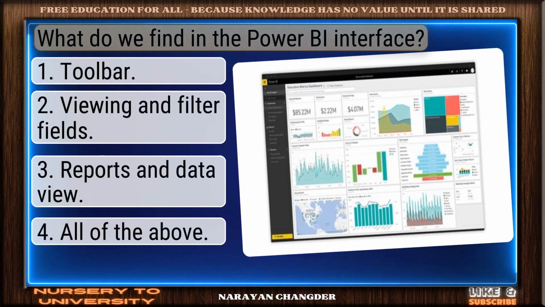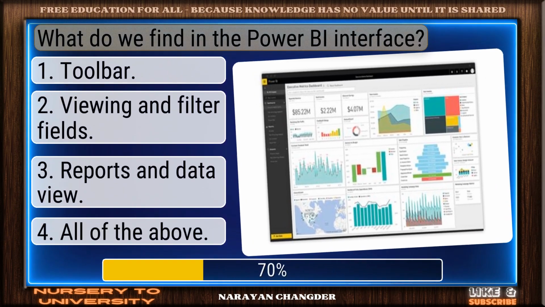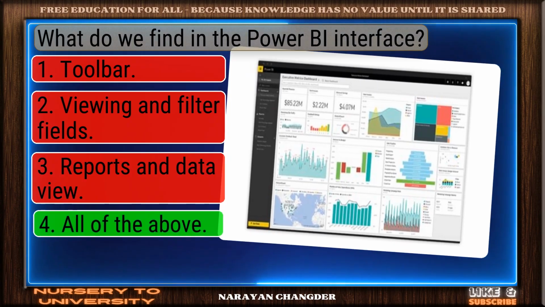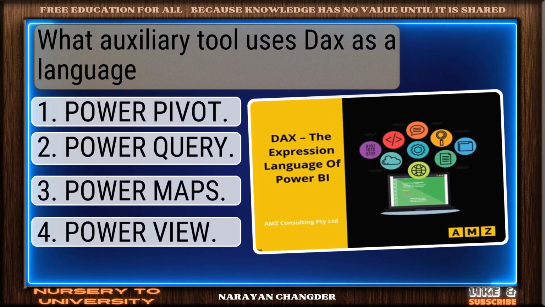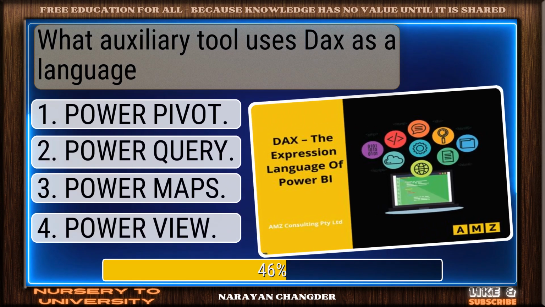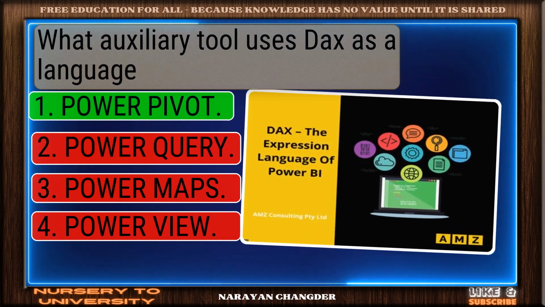Question number 44. What do we find in the Power BI interface? Smart move. All of the above is an accurate answer. Question number 45. What auxiliary tool uses DAX as a language? Well done. Power Pivot is the right choice.